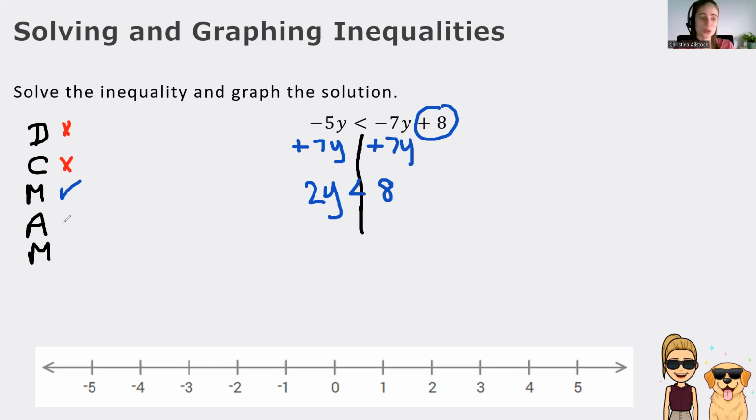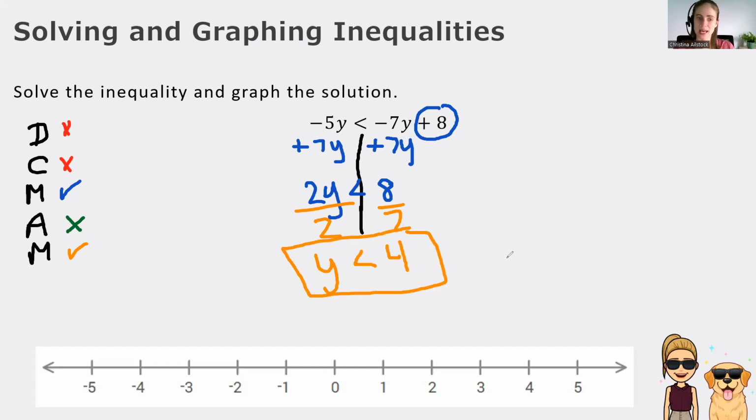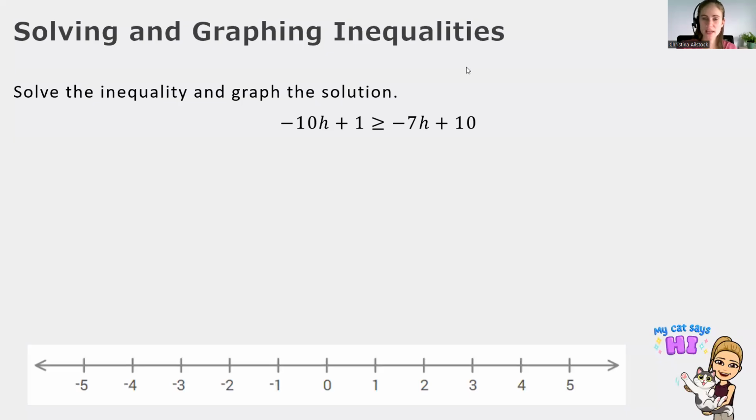All right, next up is, do I need to do any addition or subtraction? Nope, nothing is being added or subtracted to our y. We can skip that step. So now multiplication or division? Yes, sirree. We have 2 times y. So we're going to divide both sides by 2. It's a positive number that I'm dividing by, so my inequality stays the same, and y is less than 4. So when we go to graph that, open circle, y is less than 4. That means we're going to the left. Leftaroo.